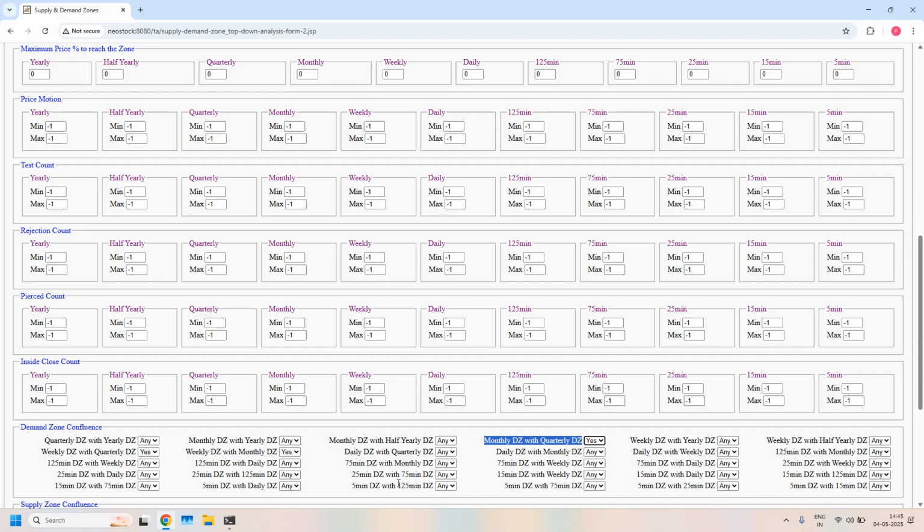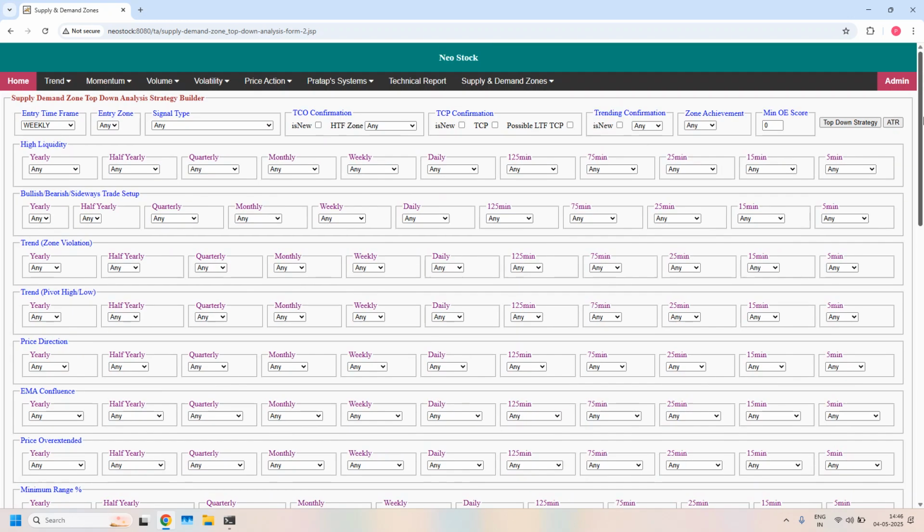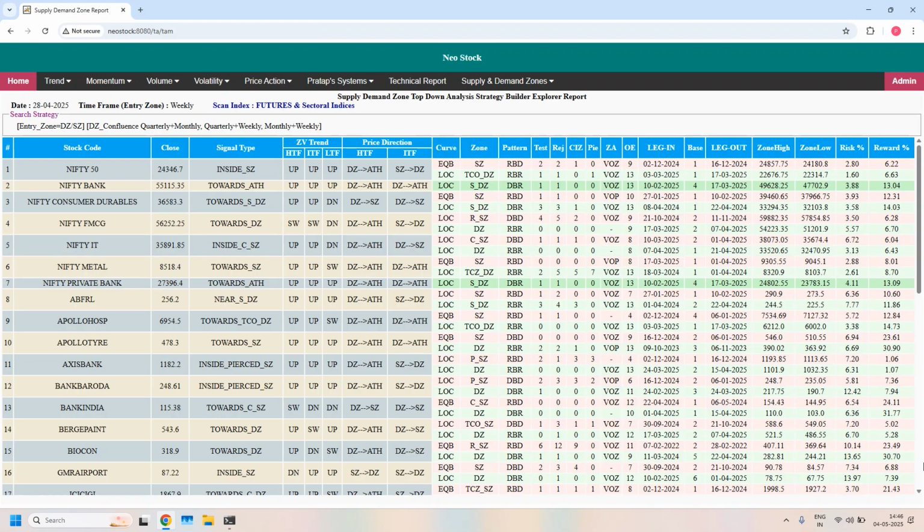Let us assume weekly is the LTF. Weekly should overlap with monthly. Both together again overlap with quarterly. That's why we set 3 filters. By setting these three filters, we got a good number of stocks. First 16 stocks in the list. Scrolling the list down.